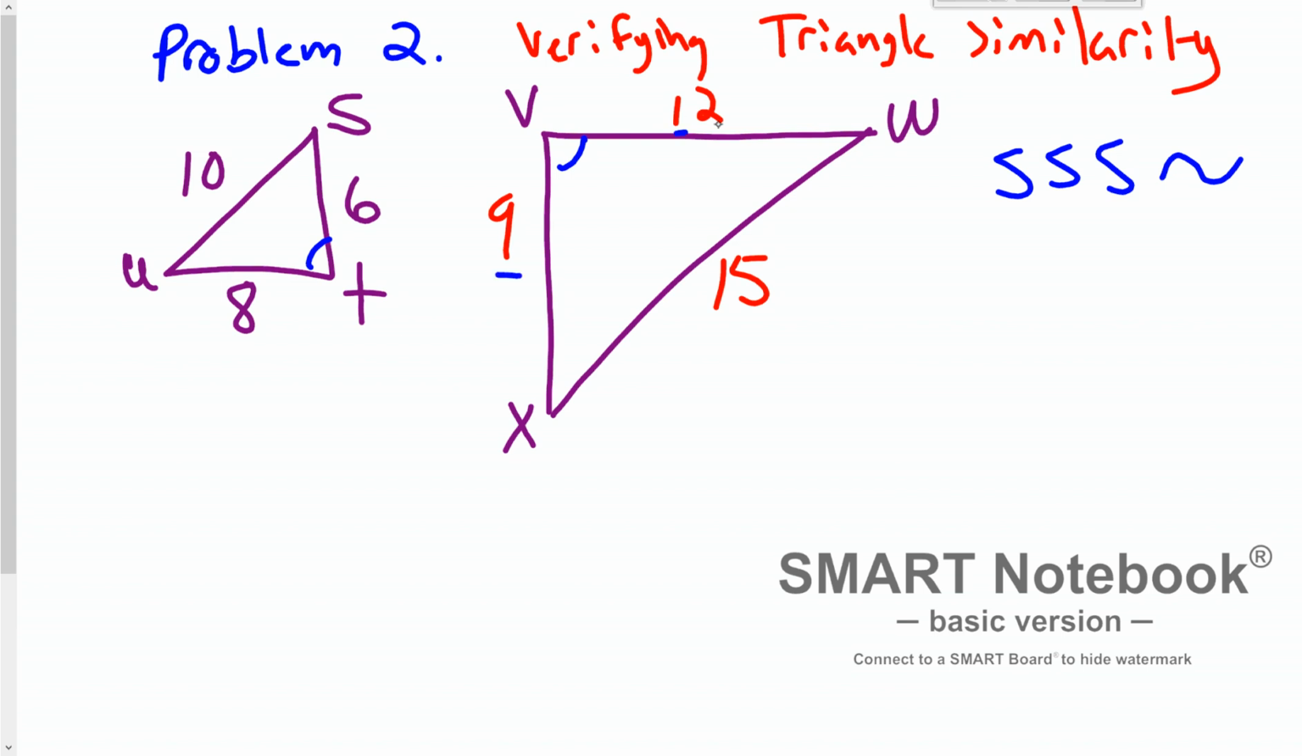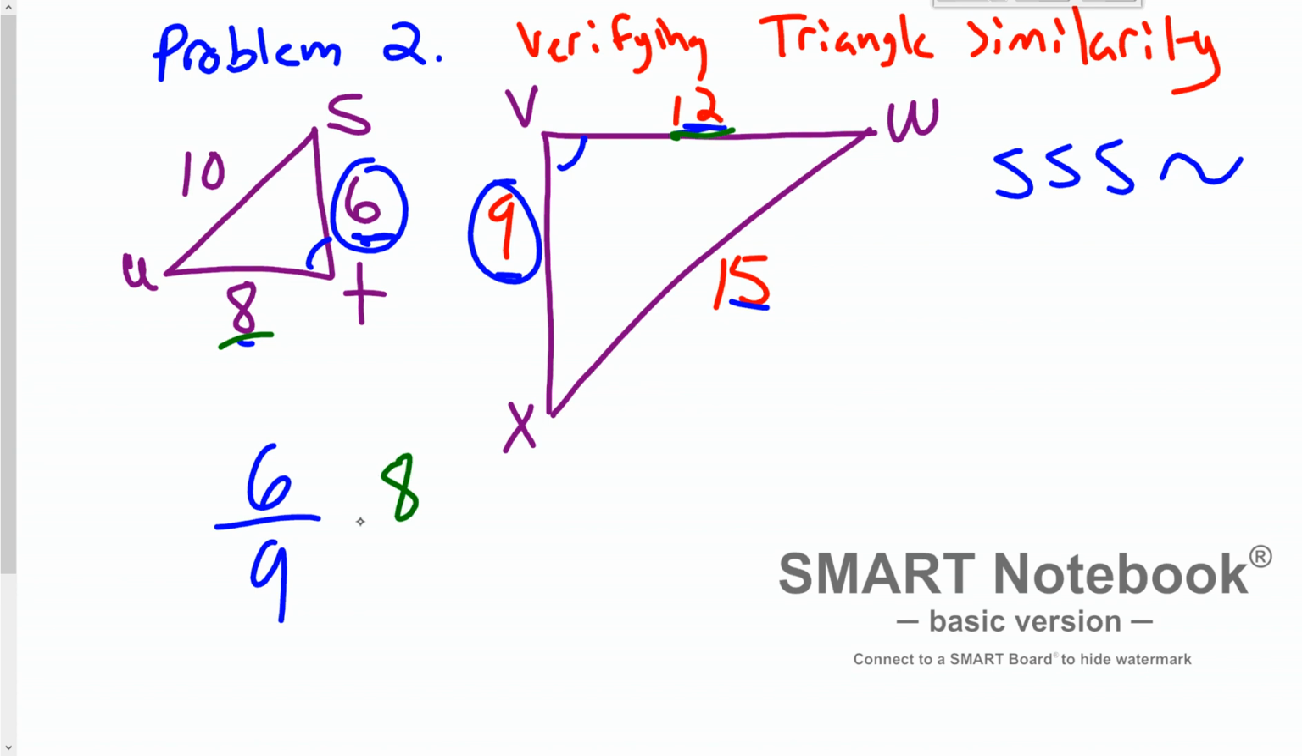So we got 9, 12, and 15. 9 is the smaller one. So which one's the smaller one? 6. That means 6 and 9 go together. So 6 over 9. And then middle to middle, 12 and 8. So 8, because I did 6 first, I want to do 8 first over 12. And then lastly, largest compared to largest, 10 to 15.